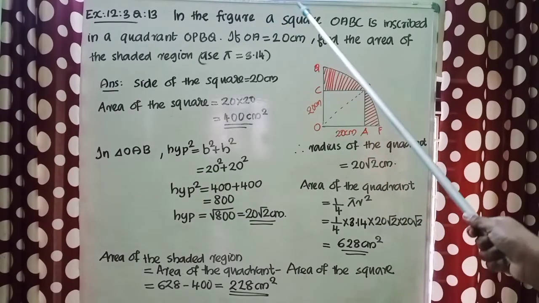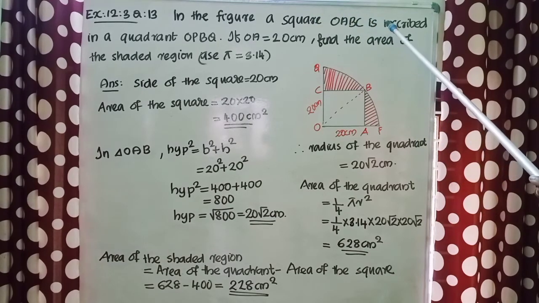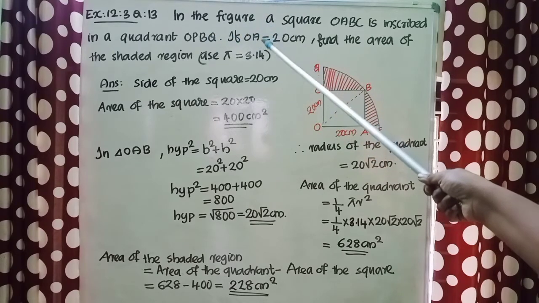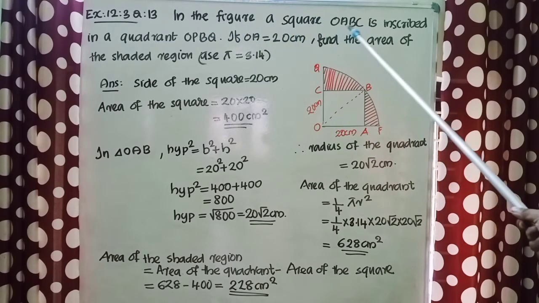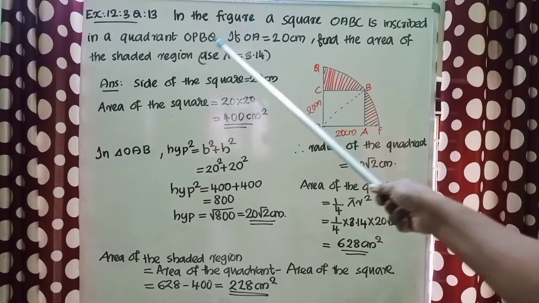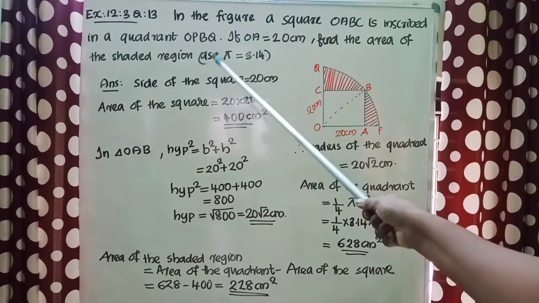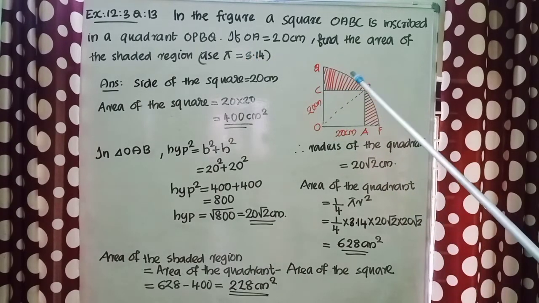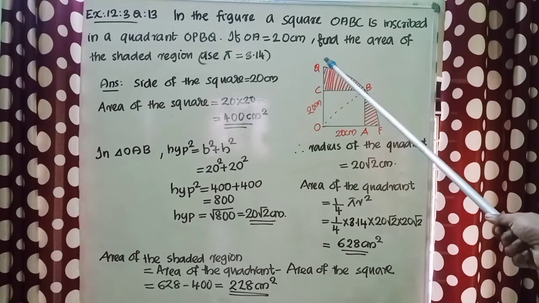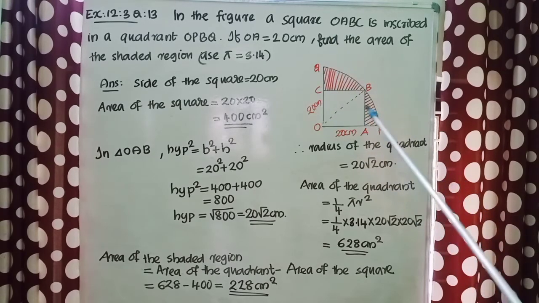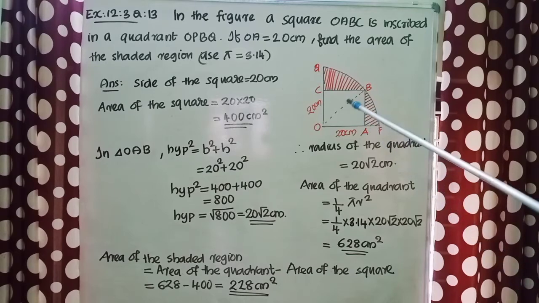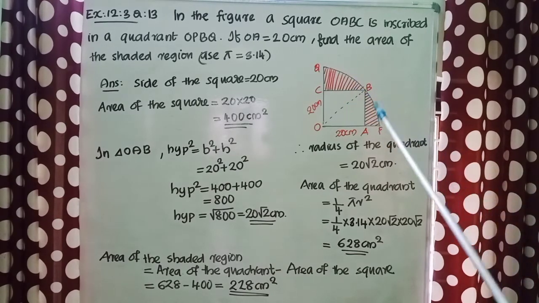In the figure, a square OABC is inscribed in a quadrant OPBQ. If OA equals 20 centimeter, find the area of the shaded region. Use pi equal to 3.14. So here is given the figure, there is the quadrant OPBQ and a square OABC. Then we need to find out the area of the shaded region.